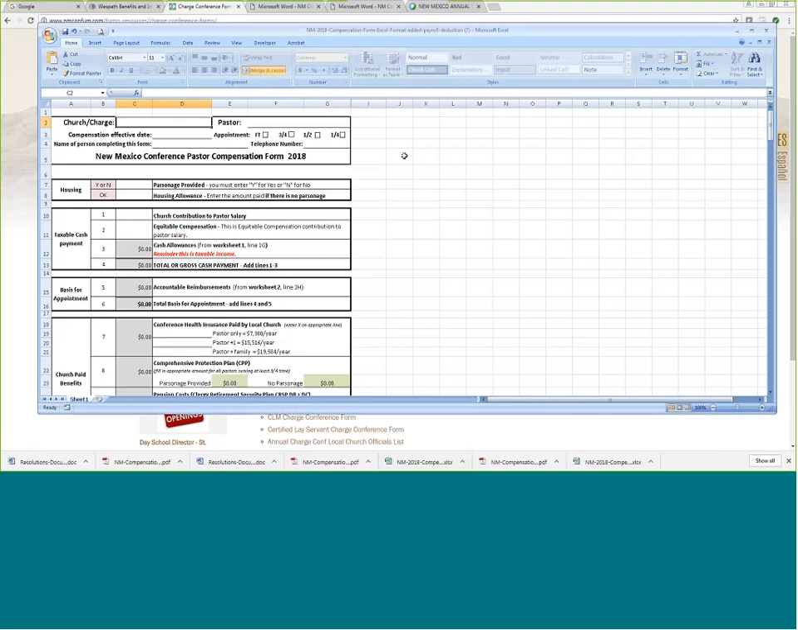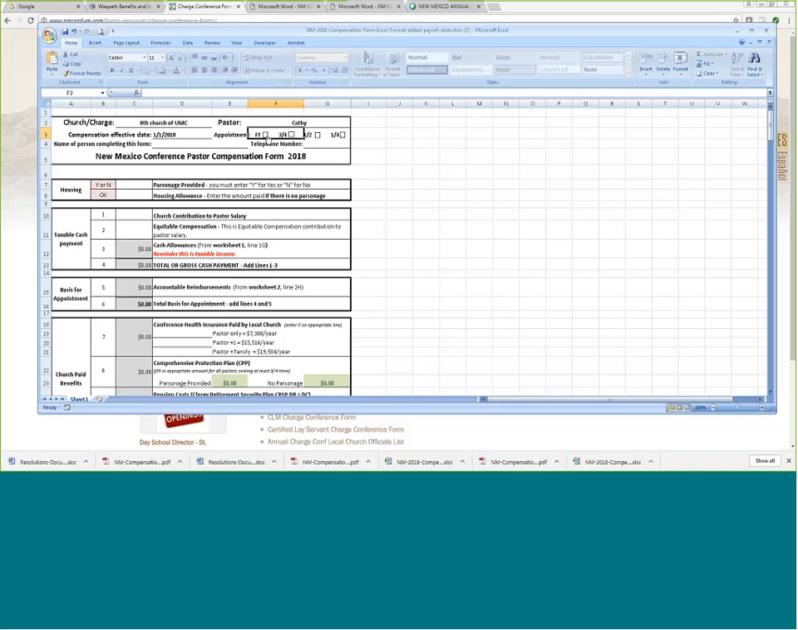This scenario is that the pastor is in a parsonage. So what is the church of the charge? Let's say we're at the 8th church of the UMC, and let's figure out a pastor. We're going to make Kathy the pastor. The effective date for this is going to be 1/1/18, and this is for the entire year for the pastor.